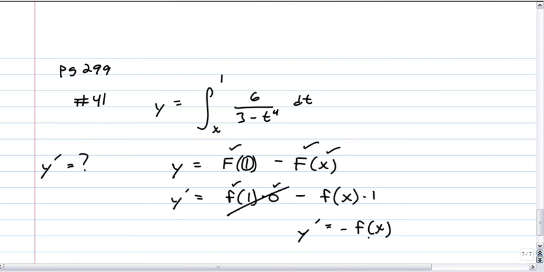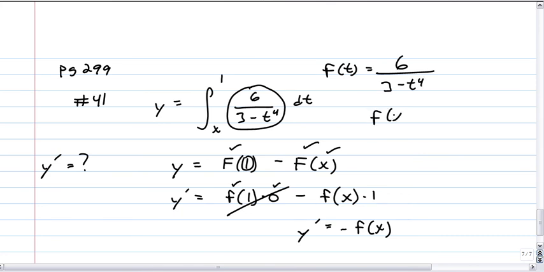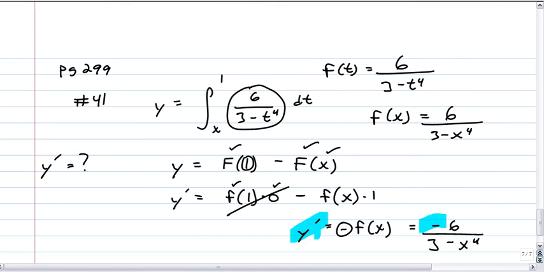Okay, well, what's function f look like? Well, this is f of t. F of t equals 6 over 3 minus t to the 4th. So f of x is 6 over 3 minus x to the 4th. So negative 6 over 3 minus x to the 4th. That's dy dx for number 41.